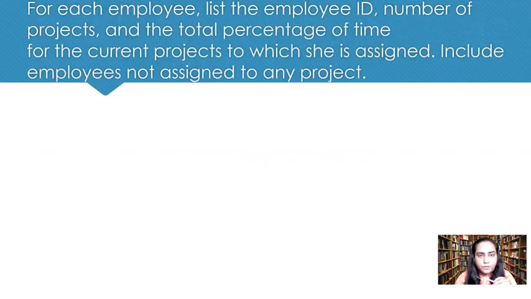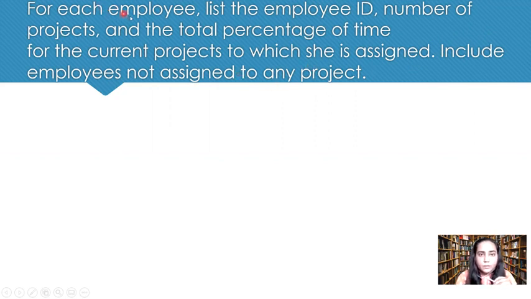It says, for each employee, list the employee ID, number of projects, and total percentage of time for the current projects to which she is assigned. Include employees not assigned to any project. Here the word she does not mean you only fetch female employees. You have to fetch all the employees.